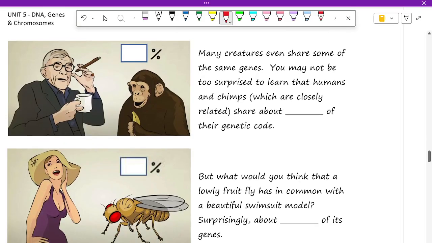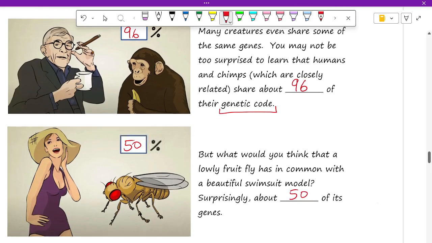Anyone remember how much we share with a chimp? 96. And with a fruit fly? 50. What do we call all of our genetic information? That's our genetic code. And these guys share about 50% of its genes.